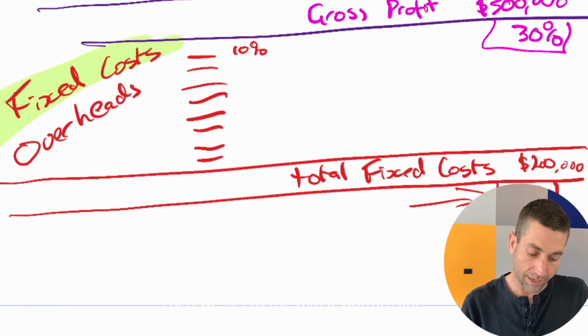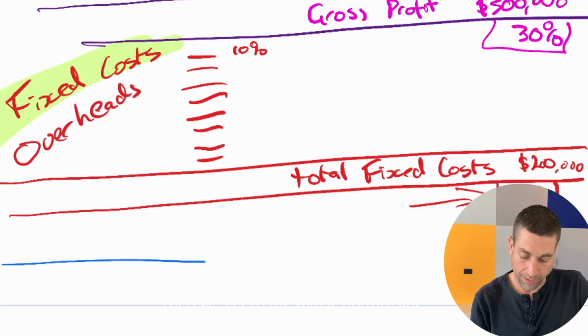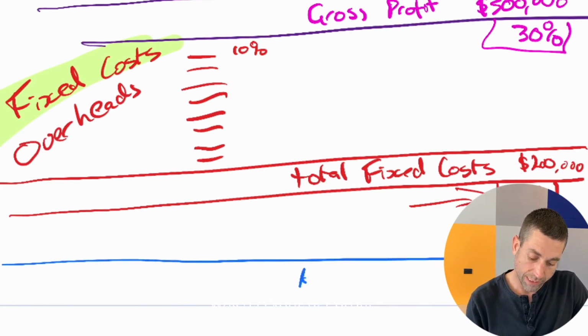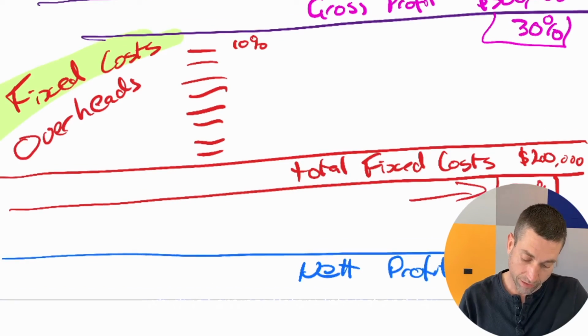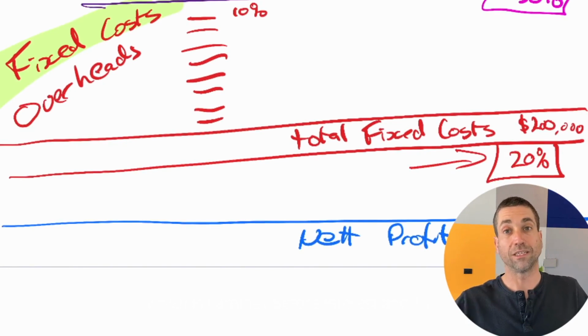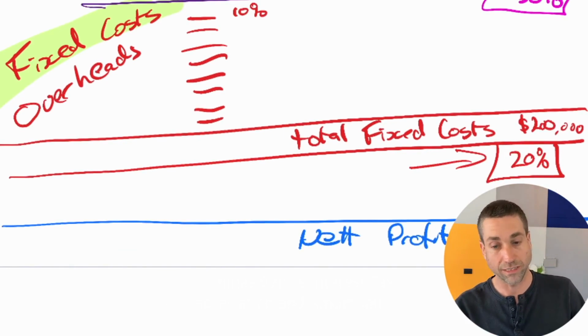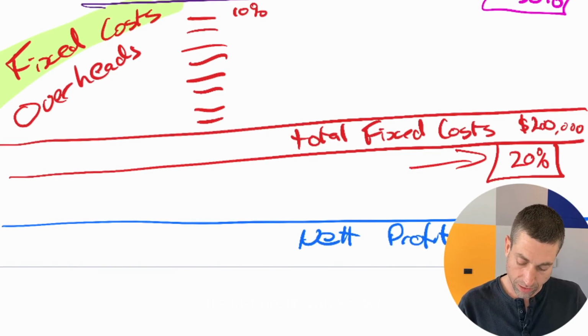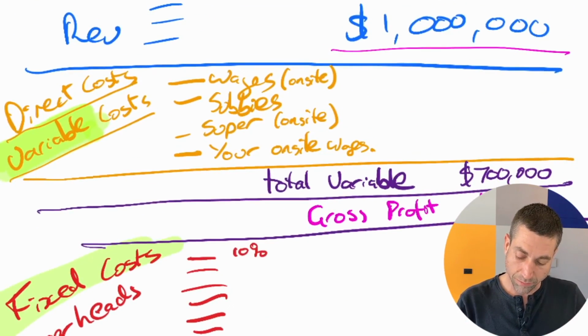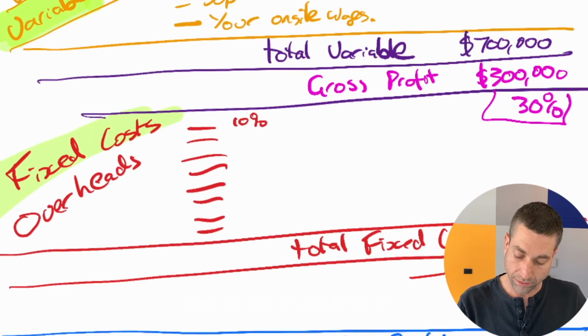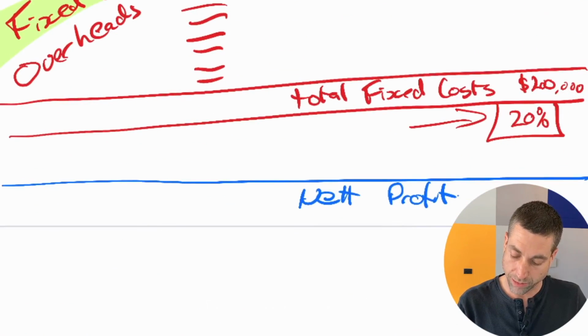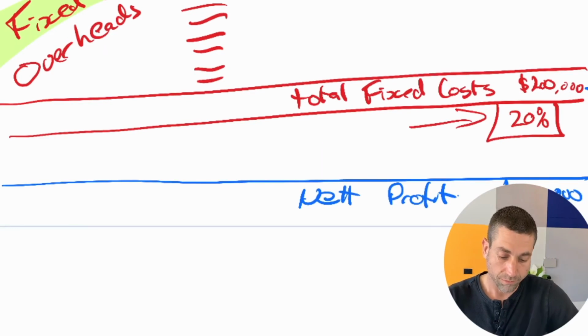Right? Then we get to the magic bottom line, which is your net profit. You'll hear it termed EBIT, which is earnings before interest and tax, or EBITDA, earnings before interest, tax, depreciation, amortization. Don't worry about it. It's just profit. So here, it's $1 million less the 700,000 in variable costs, less 200,000 in fixed costs, which means you've made $100,000 in net profit, right?